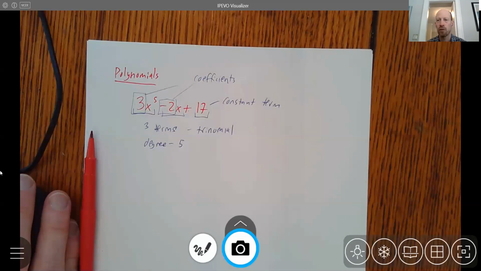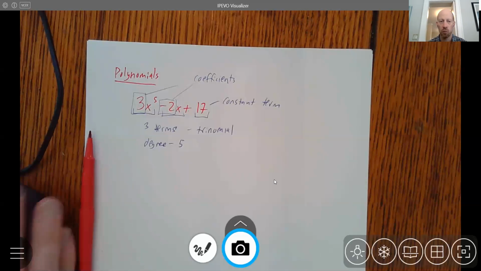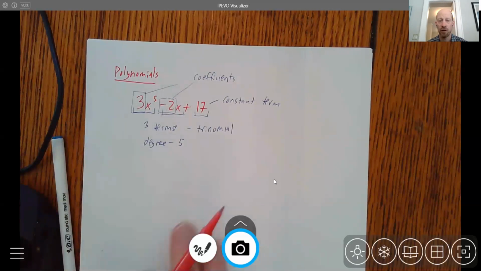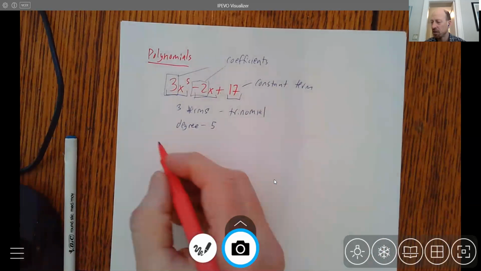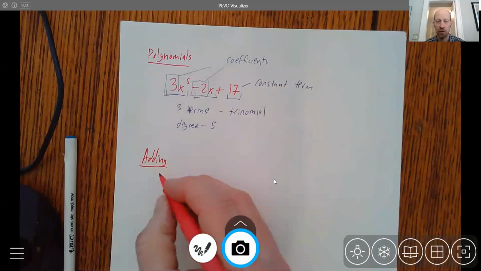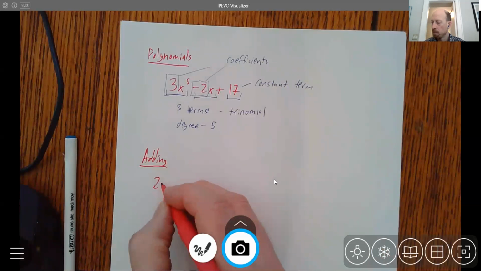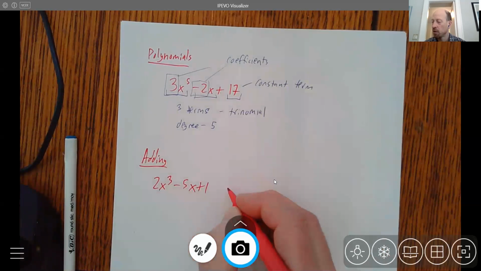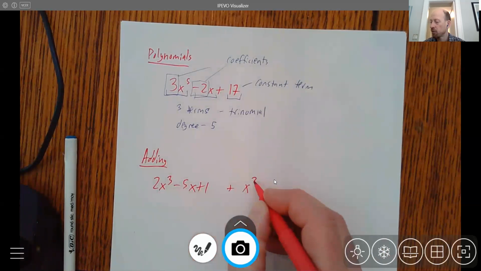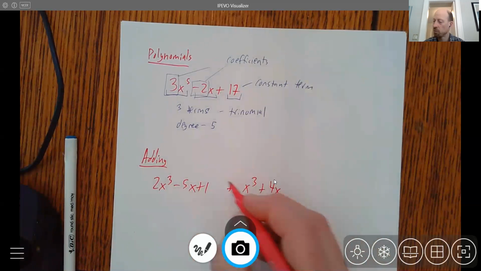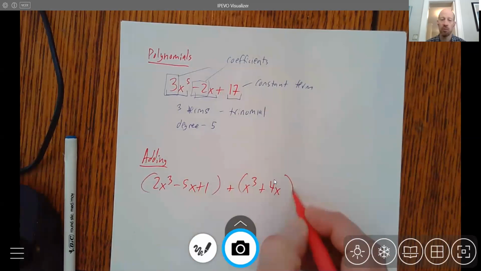So once we have polynomials, we want to make sure we can work with them. So do some basic operations. Adding and subtracting polynomials should be pretty straightforward. 2x cubed minus 5x plus 1 plus x cubed plus 4x. So this would be adding a trinomial and a binomial.